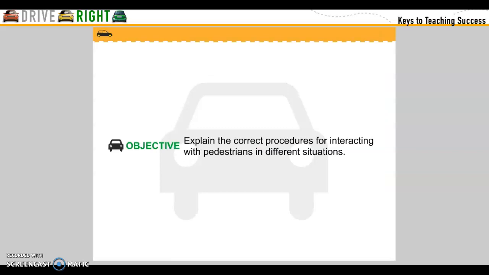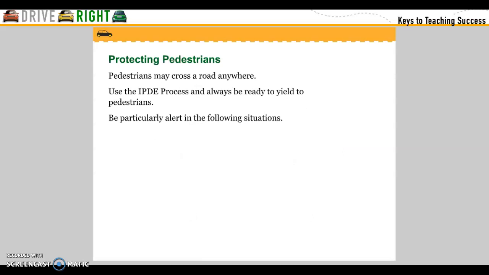Explain the correct procedure for interacting with pedestrians in different situations. Protecting pedestrians. Pedestrians may cross a road anywhere. Use the IPTA process. Always be ready to yield to pedestrians. Be particularly alert in the following situations.